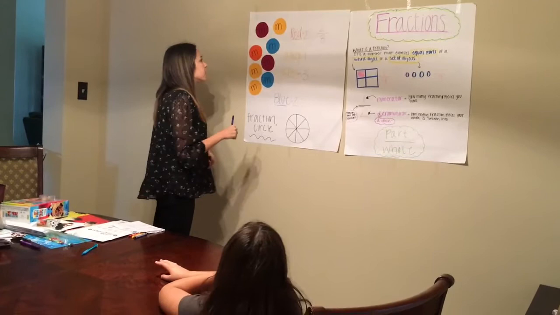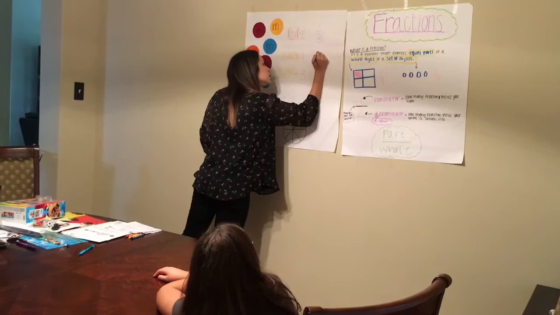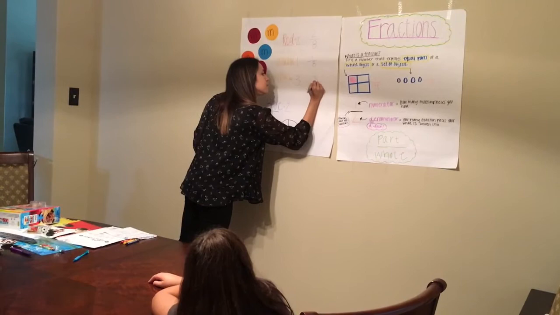Mm-hmm. Okay, so what about orange? How can I write that as a fraction? One eighth. Perfect. What about yellow? Three eighths. And blue? Two eighths.